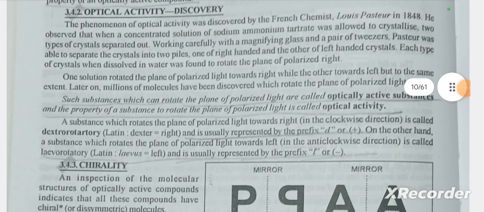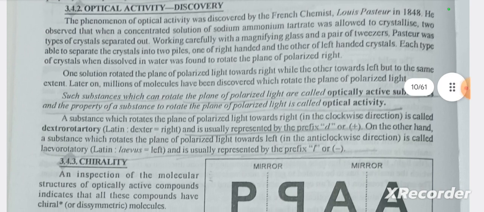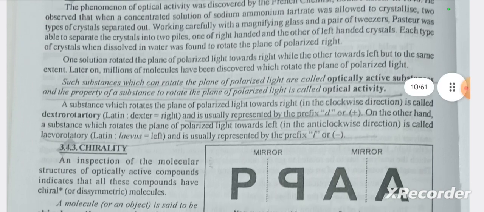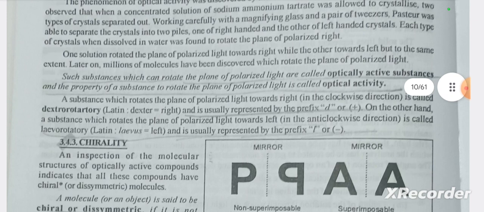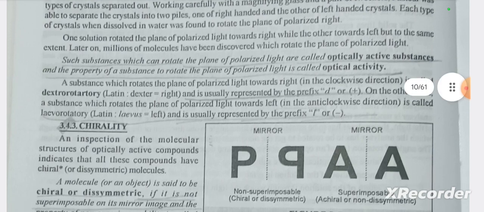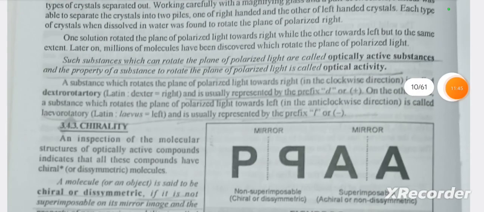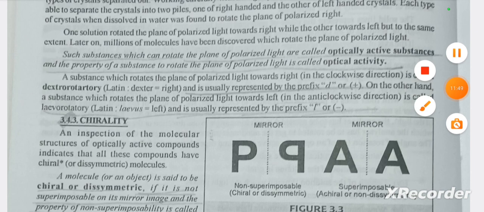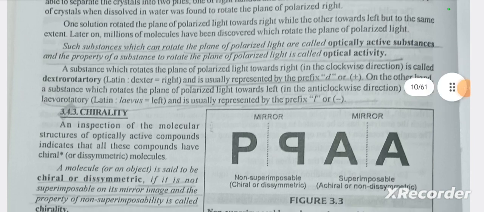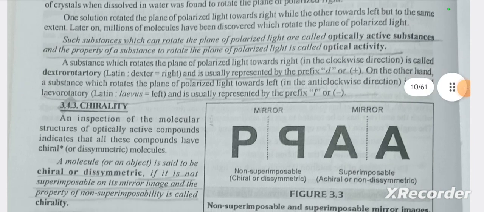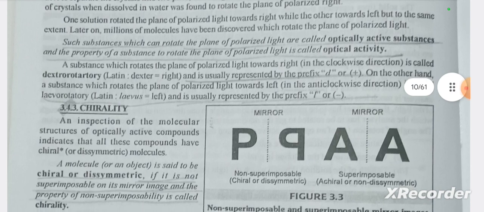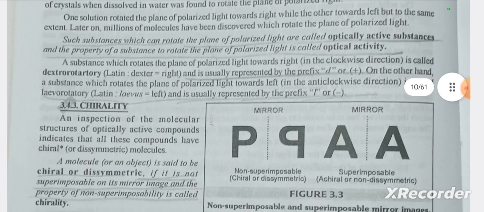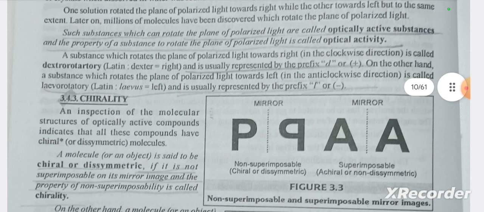To observe the two types of crystal that separated out, working carefully with a magnifying glass and a pair of tweezers, Pasteur was able to separate the crystals into piles, one of right-handed and the other of left-handed crystals. Each type of crystal, when dissolved in water, was found to rotate the plane of polarized light. One solution rotated the plane of polarized light towards the right, while the other rotated it towards the left, but to the same extent.